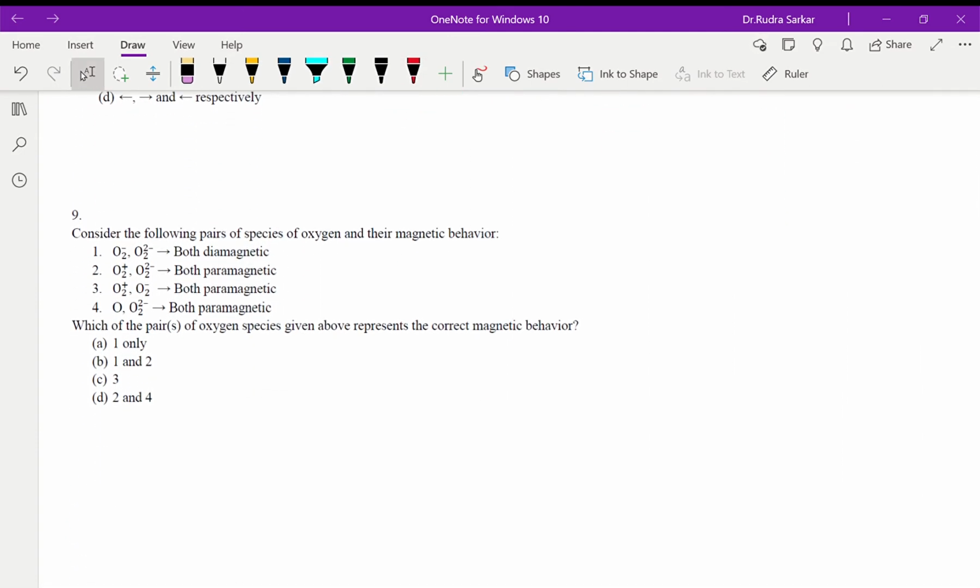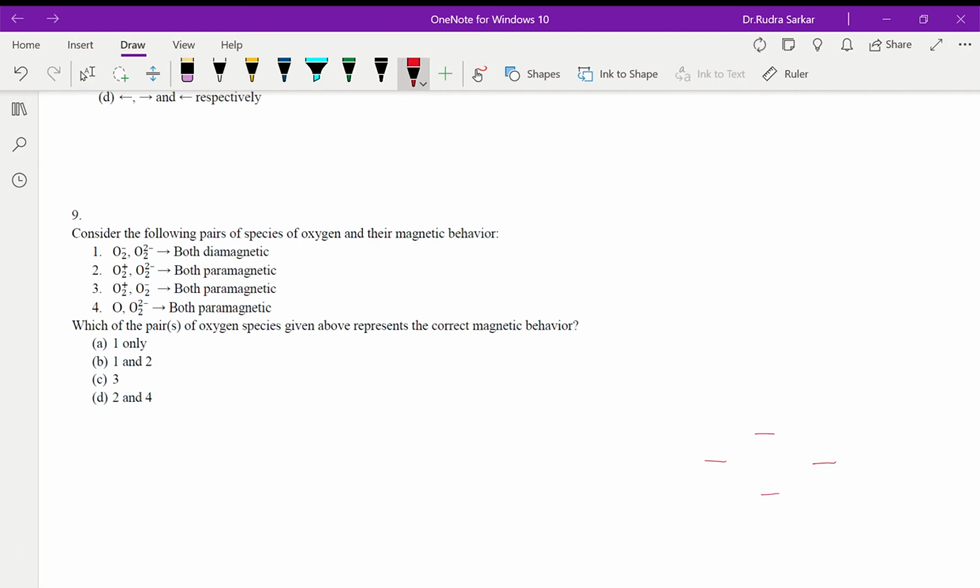Consider the following pair of species of oxygen and their behavior. Okay, that is a question that has been asked. Now for this we need to draw the molecular orbital diagram.